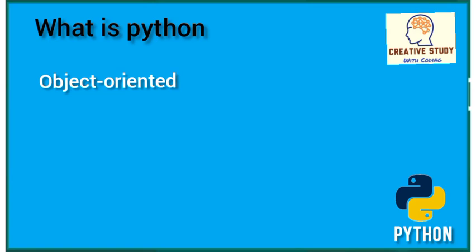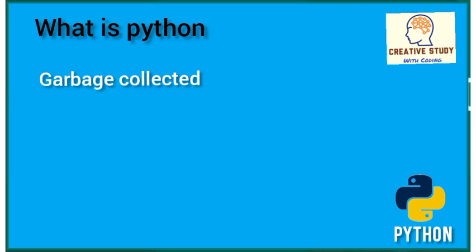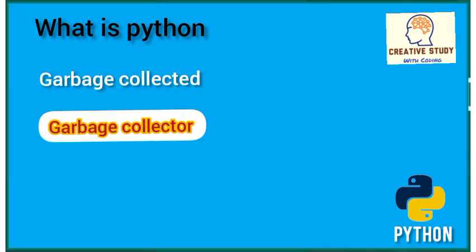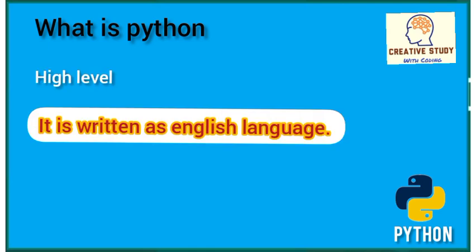And object oriented means Python also allows you to define classes and to create objects. And garbage collected means that memory allocation and deallocation is done automatically. Interpreted means the Python interpreter interprets the code line by line. And finally, high level means it is written like the English language.